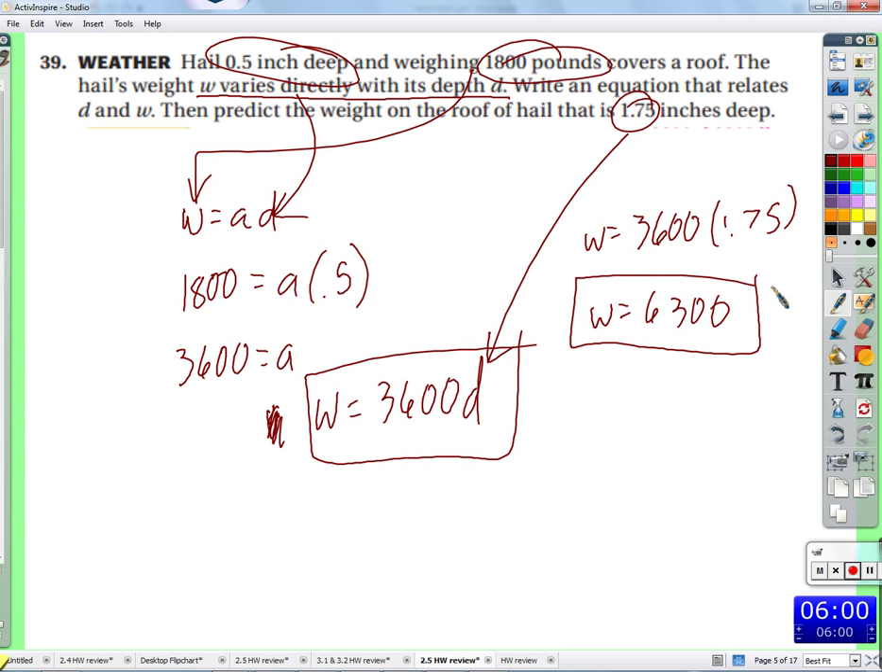Questions about that one? Anytime you see the phrase something varies directly with something else, immediately write down this equation and then try to find things to plug into it.